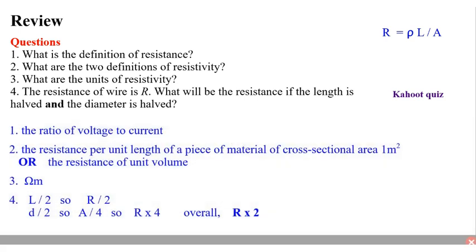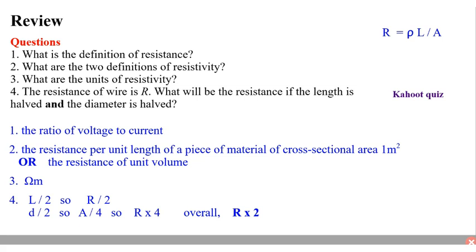Right, so resistance we've defined previously in an earlier lesson, the ratio of voltage to current. Very important. We said there are 2 definitions of resistivity. The standard one, the resistance per unit length for unit cross-sectional area. Alternatively, the resistance of unit volume. Be careful, not per unit volume, of unit volume. The units are ohm meters, and we can show where they come from with the formula.